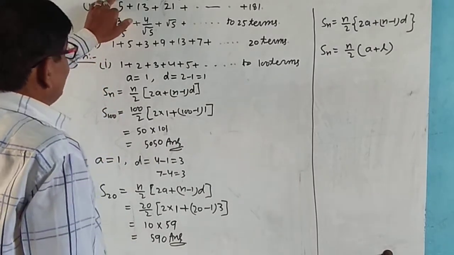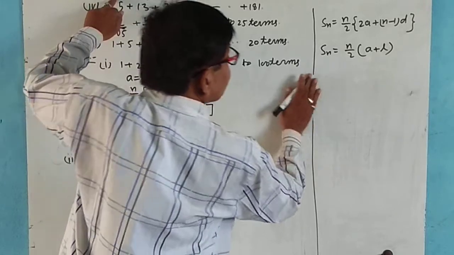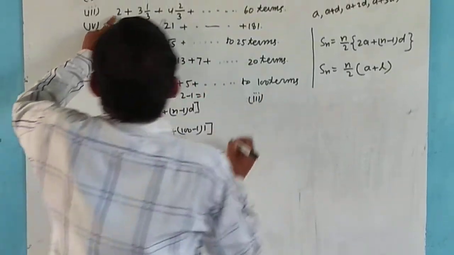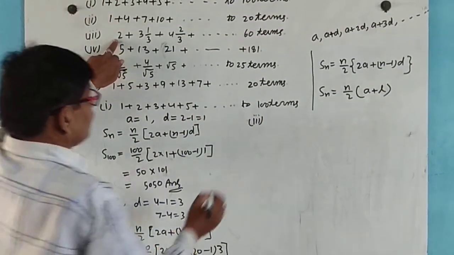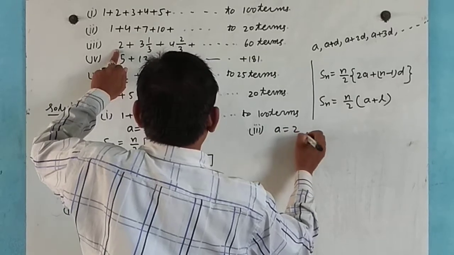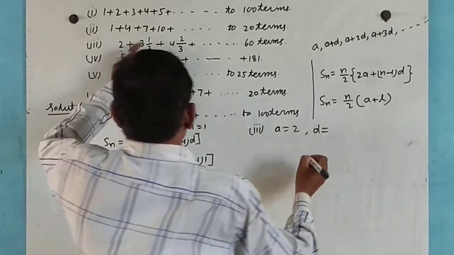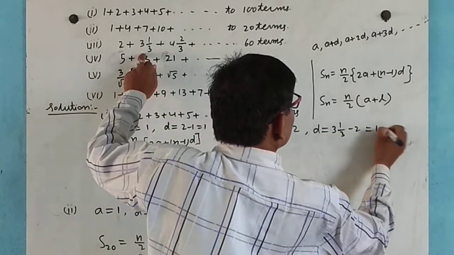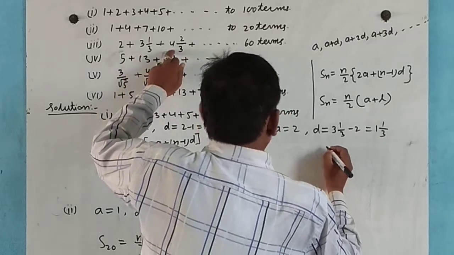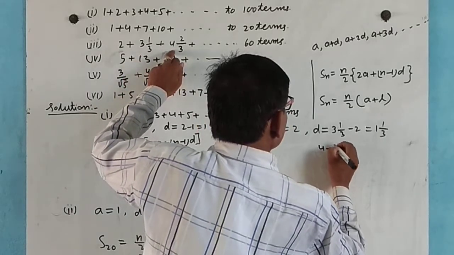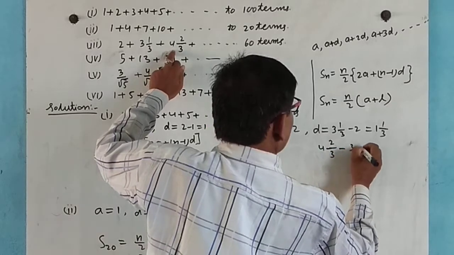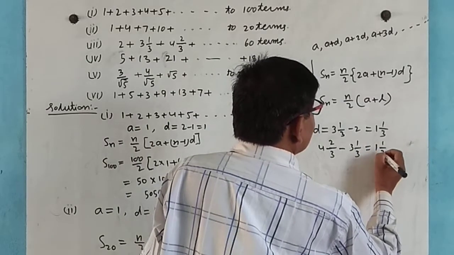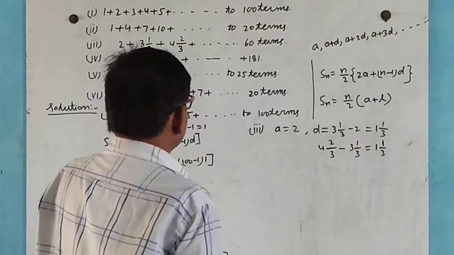Now third problem here. Here in the third problem, a is equal to 2 and d is equal to 3. Write 1 by 3 minus 2 is equal to 1, write 1 by 3, then 4 by 3, write 2 by 3 minus 3, write 1 by 3 equal to 4 minus 3, 1 by 3. This is the common difference d.